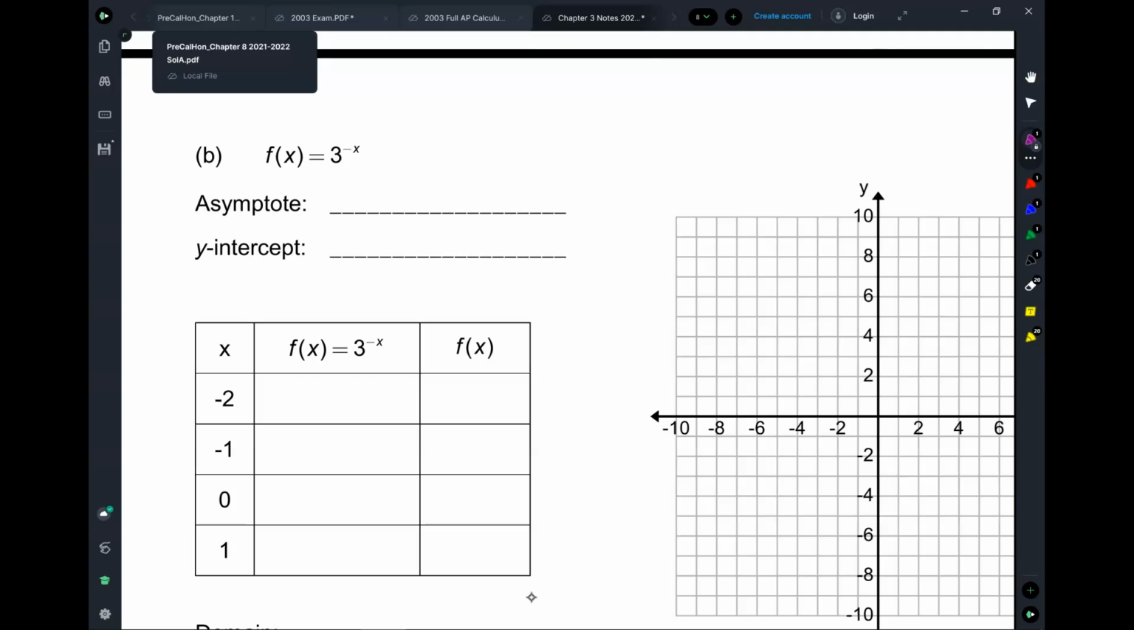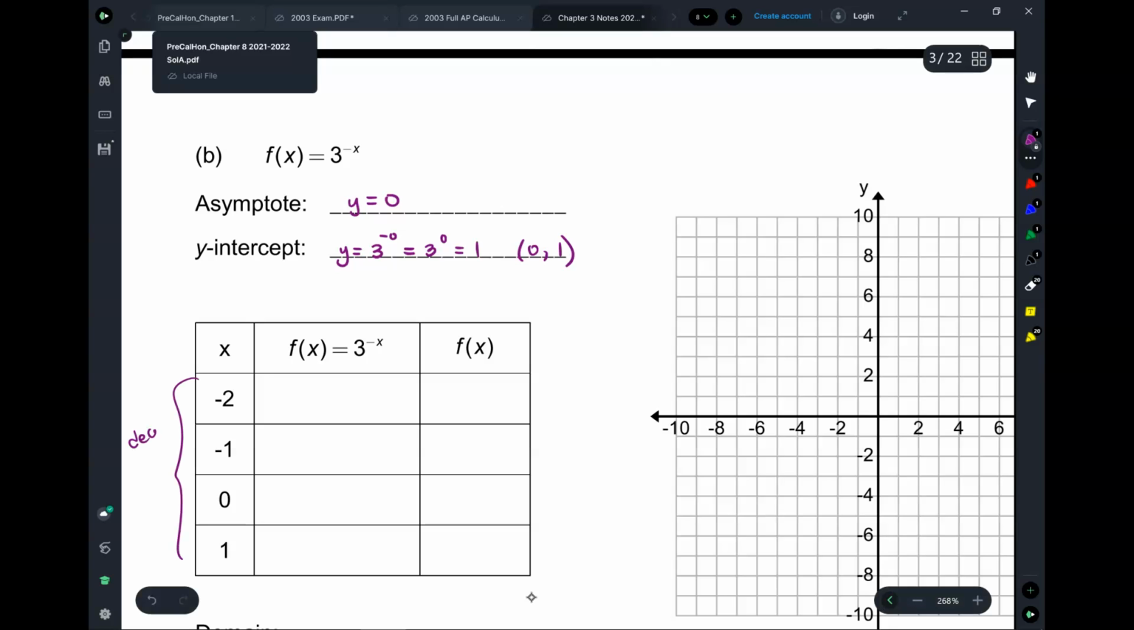What about this one? Growth or decay? This is decay. So what's the asymptote? Still y equals 0, because I haven't told you what changes it yet. Y-intercept, 3 to the -0, which is just 3 to the 0, which is 1. Okay, now, we're plugging in for decay. I like to shift to the left one, so I start from -2 and go to 1, all right? So, 3 to the -2, 3 to the 2, 9.